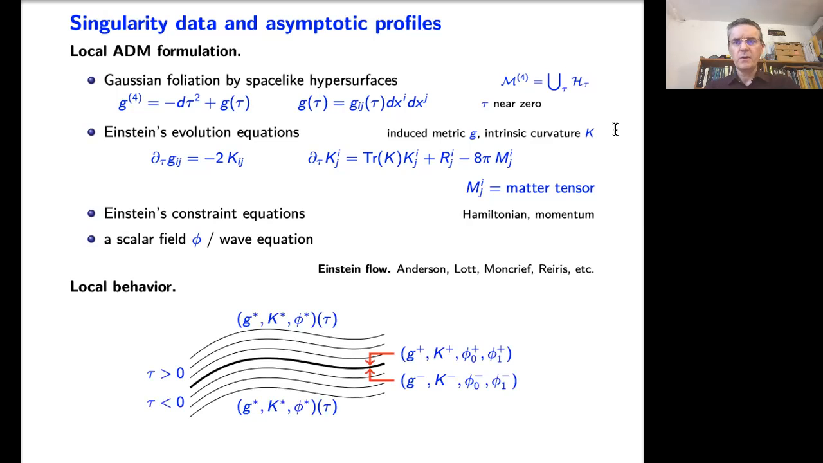I'm going to define a certain rescaling of the flow solution as we approach the hypersurface. They are called g plus, k plus, phi 0 plus, phi 1 plus on one side, and there is a minus superscript on the other side. And we are interested in connecting the two. But before we can even pose the question, I need to tell you how I define this rescaling of the metric and the extrinsic curvature, etc. So let's do that.